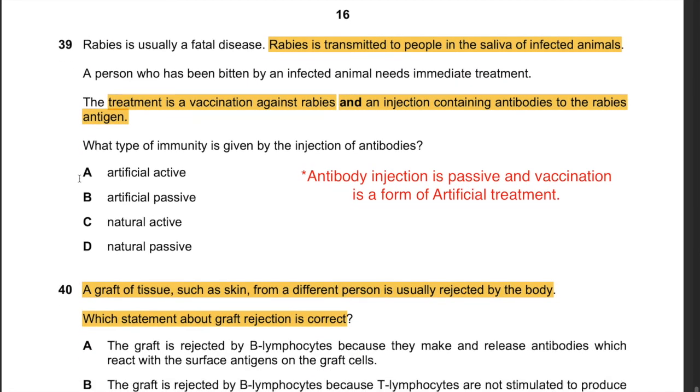Question 39. Rabies is usually a fatal disease. Rabies is transmitted to people in the saliva of infected animals. A person who has been bitten by an infected animal needs immediate treatment. The treatment is vaccination against rabies and an injection containing antibodies to the rabies antigen. What type of immunity is given by the injection of antibodies? Antibody injection is passive immunity and vaccination is a form of artificial immunity. Therefore, the answer is artificial passive. Hence, the answer is B.